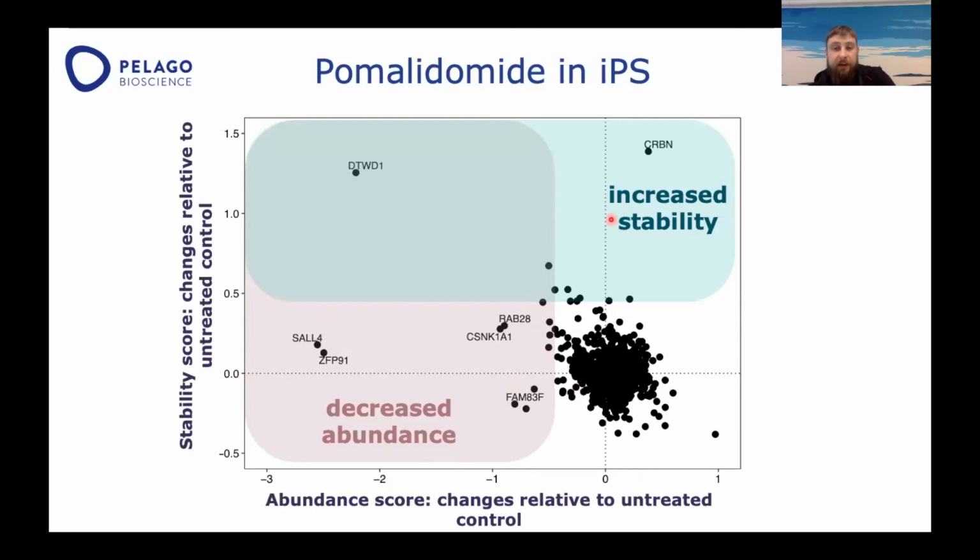And as we can see here, the cereblon is the only protein showing clear stabilization with almost no change in protein abundance. But if we look at the protein abundance change, we can directly see a number of proteins degraded upon the treatment with the thalidomide. And these are those proteins which were recently identified within the last 5 years as novel targets of the IMiDs.